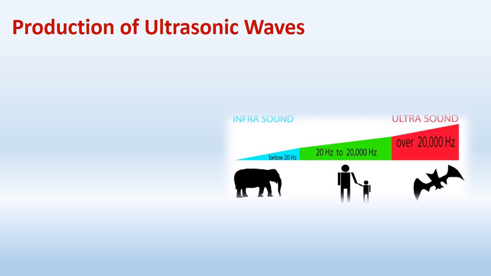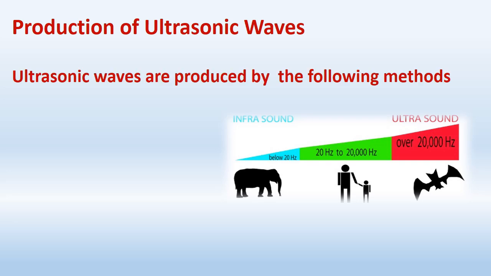Ultrasonic waves can be produced by two different methods. The first one by magnetostriction effect and the second by piezoelectric effect.